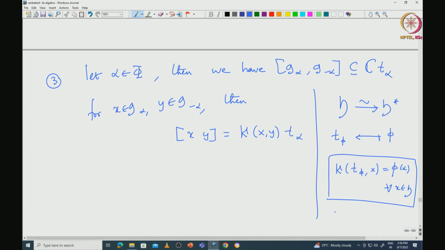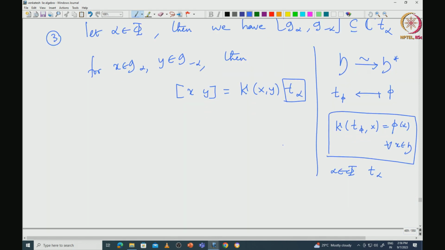So, for alpha in phi we denoted T alpha by the corresponding element. In particular, this T alpha is coming from that alpha. So, you have this bracket x y that is actually equal to kappa of x y times T alpha. In particular, the bracket of G alpha comma G minus alpha is at most one dimensional. So, let us try to prove it. The proof is again a simple computation.